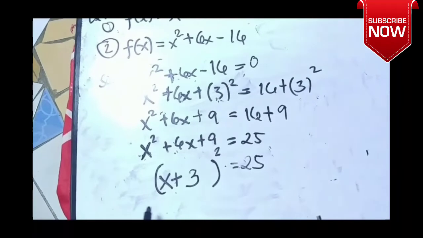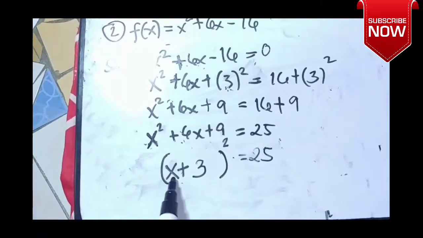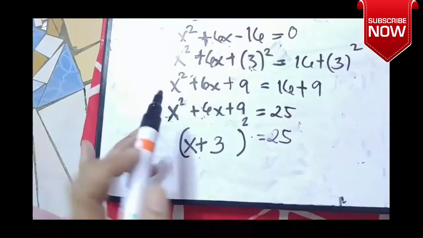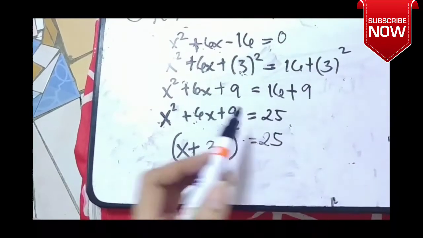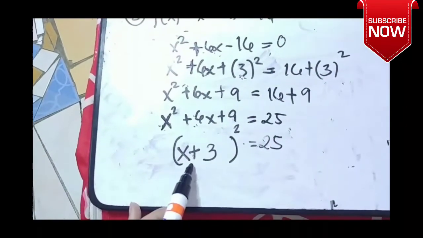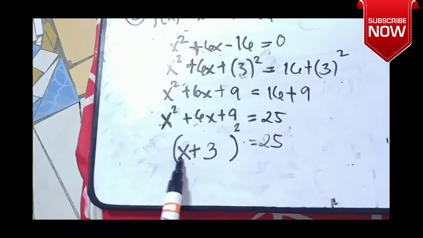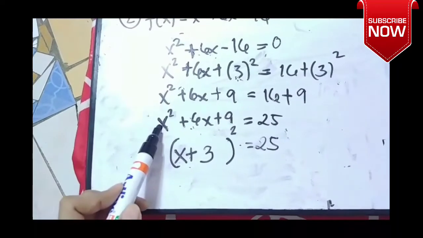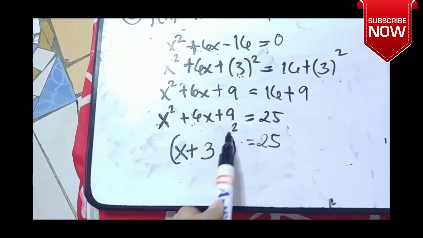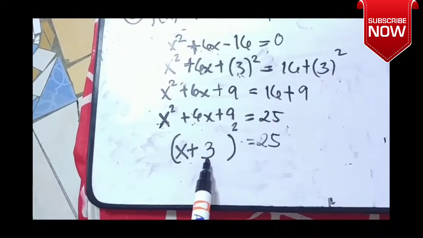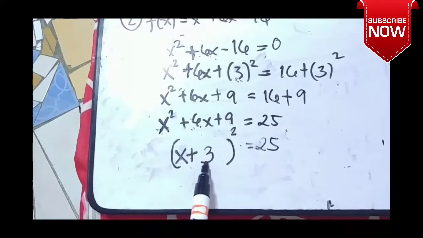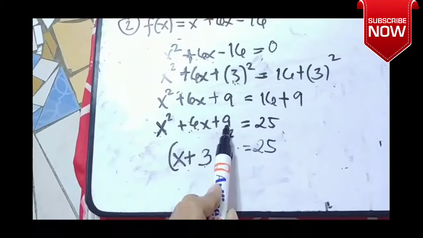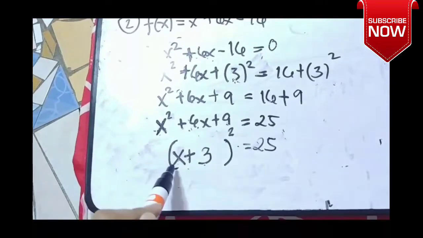Ngayon, paano natin malalaman kung ang x plus 3 squared is the standard form of x squared plus 6x plus 9? Dali lang. Let's expand. X times x, x squared. 2 times 3 times x, 6x. 3 times 3, 9. So therefore, tama yung nilagay natin.